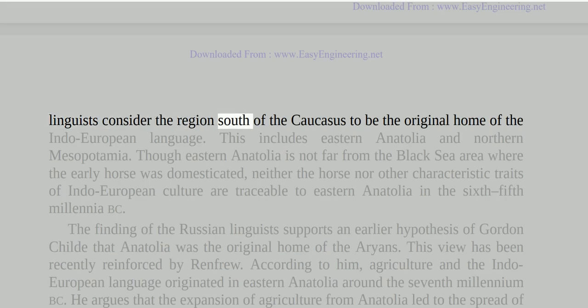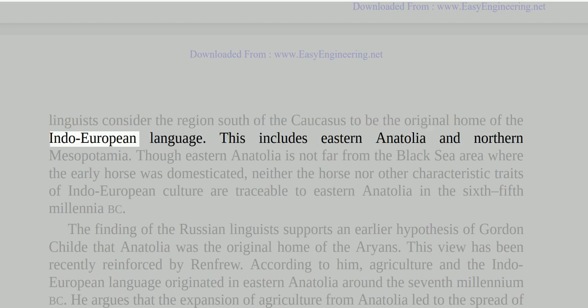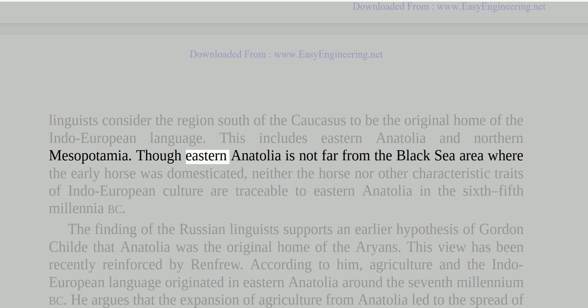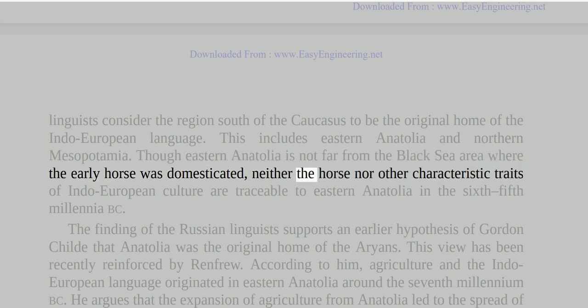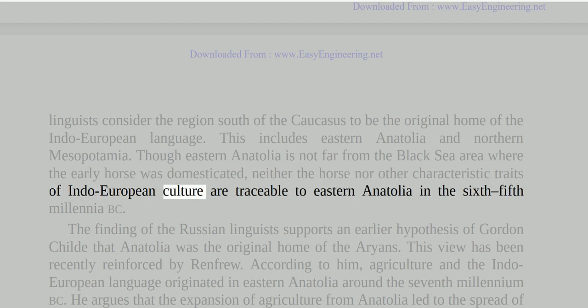Linguists consider the region south of the Caucasus to be the original home of the Indo-European language. This includes eastern Anatolia and northern Mesopotamia. Though eastern Anatolia is not far from the Black Sea area where the early horse was domesticated, neither the horse nor other characteristic traits of Indo-European culture are traceable to eastern Anatolia in the 6th-5th millennia BC.